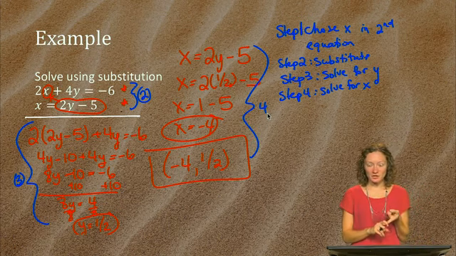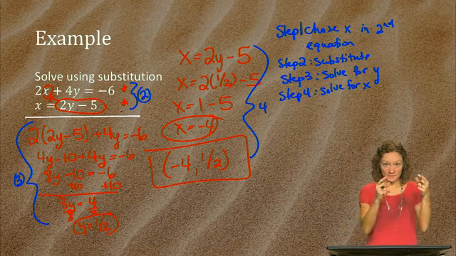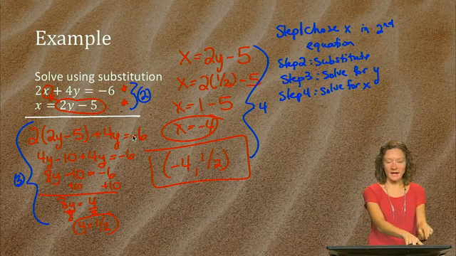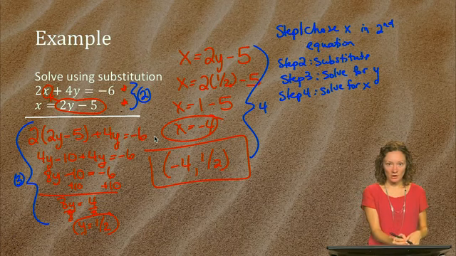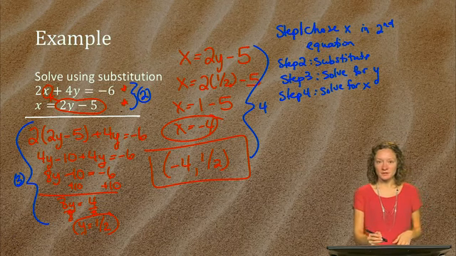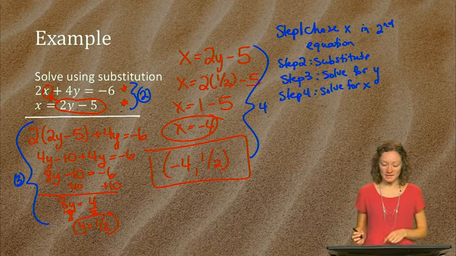First, identify which you're going to solve for. Get that to say one of the two variables equals everything else. Make your substitution. Solve for whichever variable is left. Use that to find the other piece of the solution.